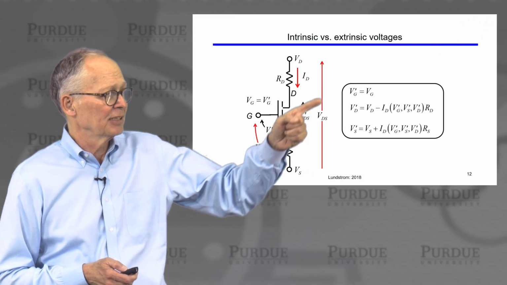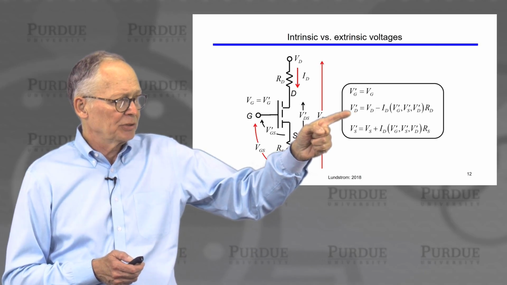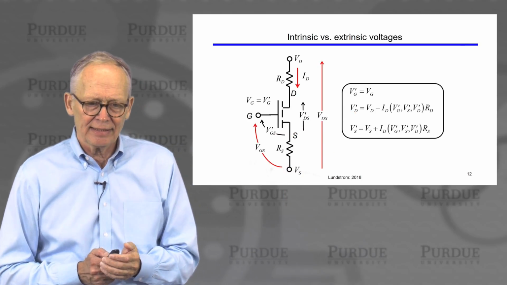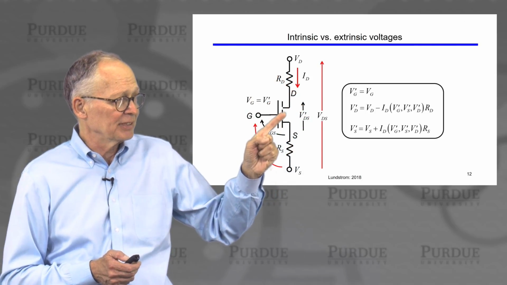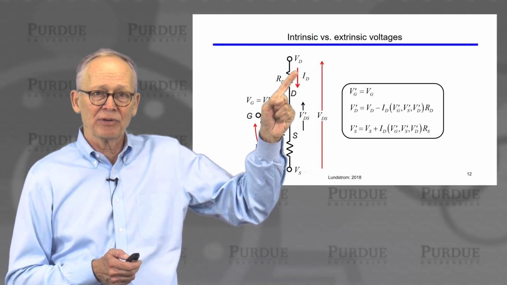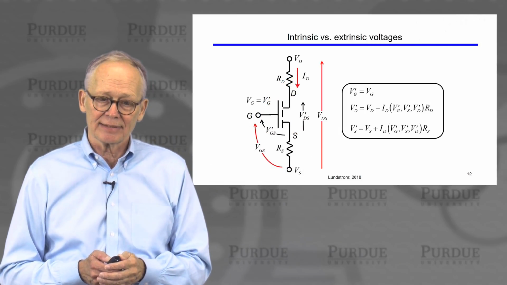That's easy to do. There's nothing to worry about in the gate. In the drain, the voltage at the intrinsic drain is the voltage we apply to the drain contact minus the voltage drop in the drain series resistance.